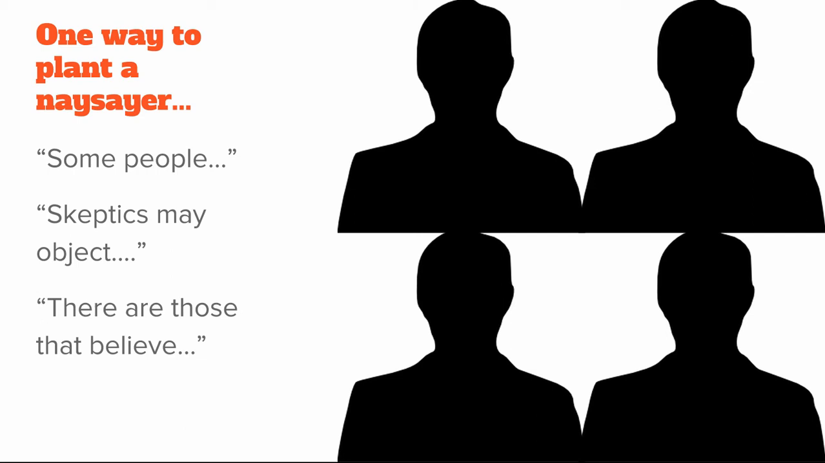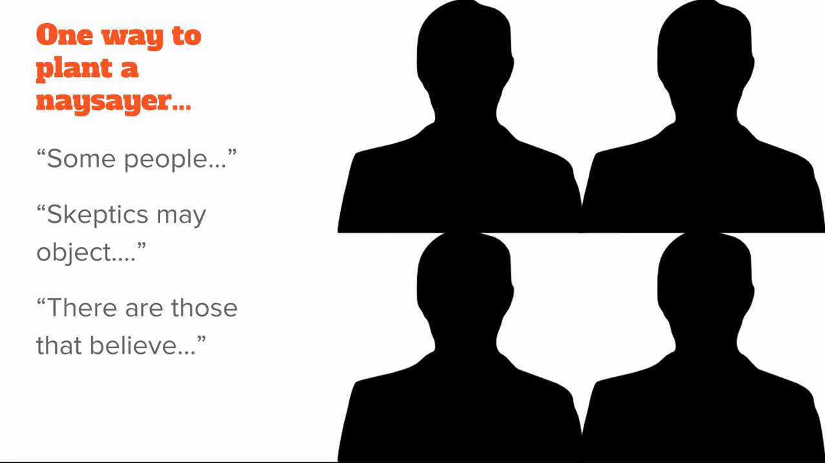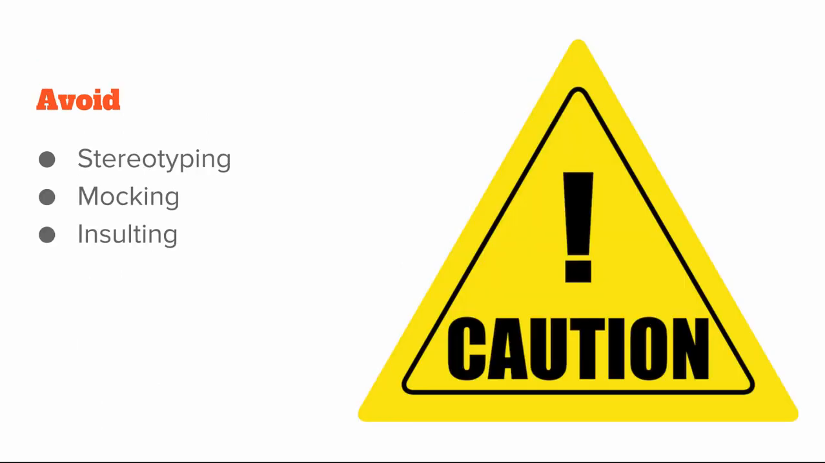However, when it's possible, you want to use the second way to plant a naysayer. And that second way is by providing a label for the group. This way is especially effective when the idea or ideas that you're countering can be tied to a specific group or ideology, like liberals, conservatives, teachers, athletes, etc. So it's okay sometimes to use the nameless, faceless naysayer. Some people believe this, skeptics may object to that, but when you have the chance, it's better to label the group.